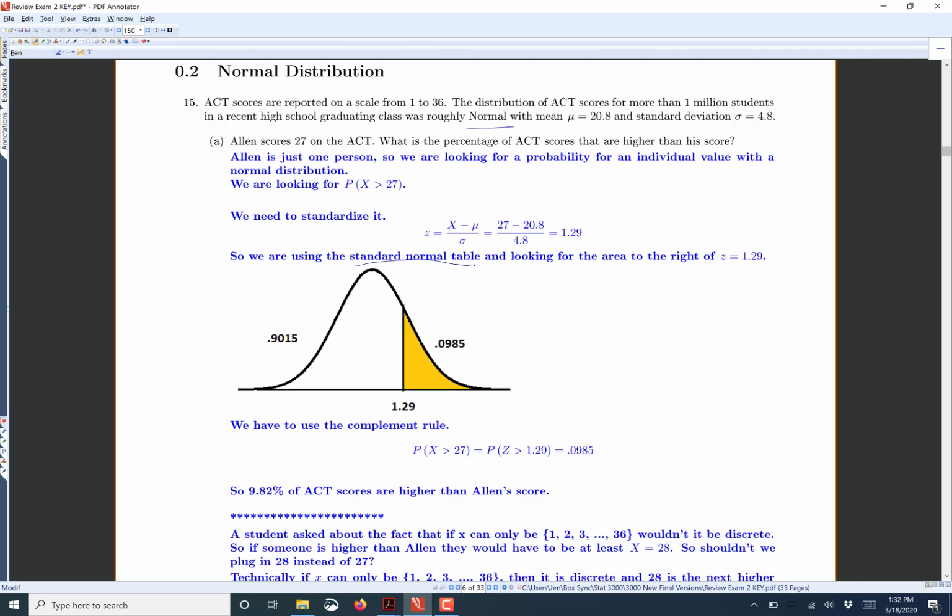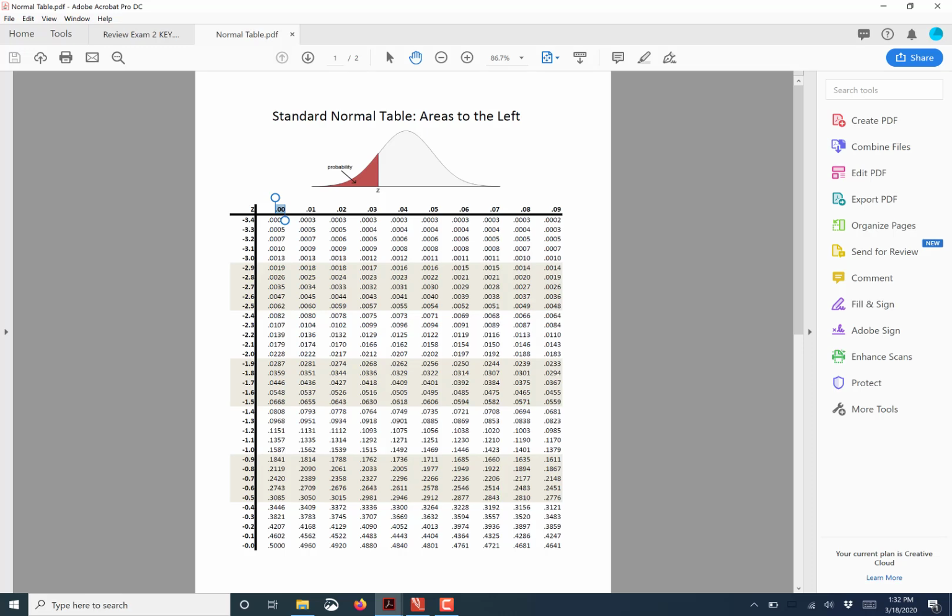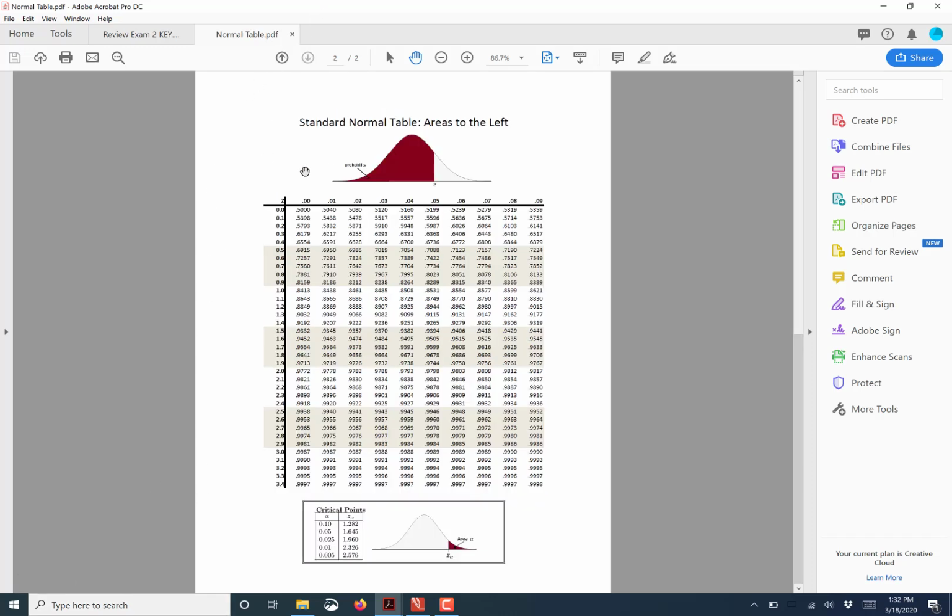That's the z-table. And we're looking for the area to the right of z equals 1.29. You'll see I drew a picture because I believe in always drawing the picture. So what I do for this is I go to my standard normal table and I'm looking for z equals 1.29. Notice on my first page it is all negative, so I don't want that. On my second page, I'm going to look for 1.29.